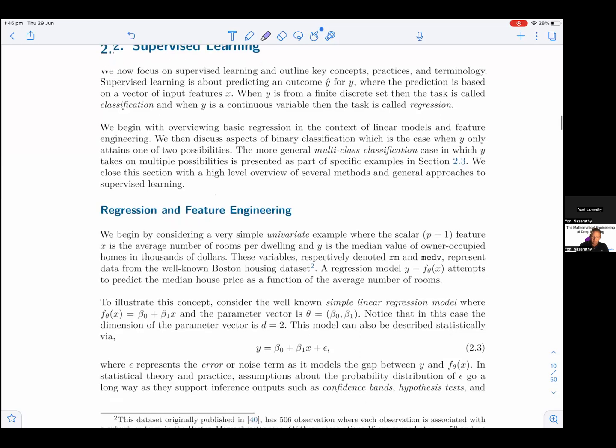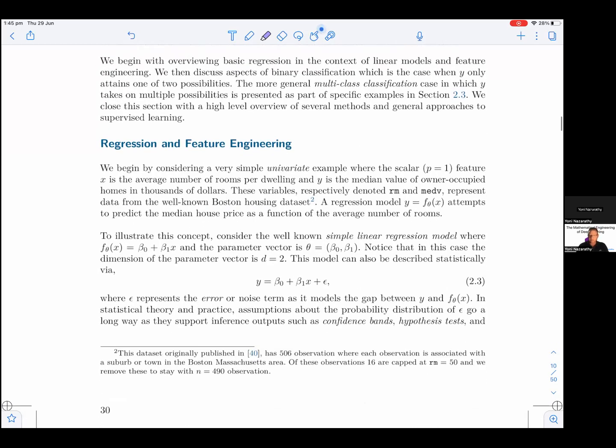We begin with overviewing basic regression in the context of linear models and feature engineering. We then discuss aspects of binary classification, which is the case when y only attains one of two possibilities. The more general multi-class classification case, in which y takes on multiple possibilities, is presented as part of a specific example in section 2.3. We close this section with a high-level overview of several methods and general approaches to supervised learning.